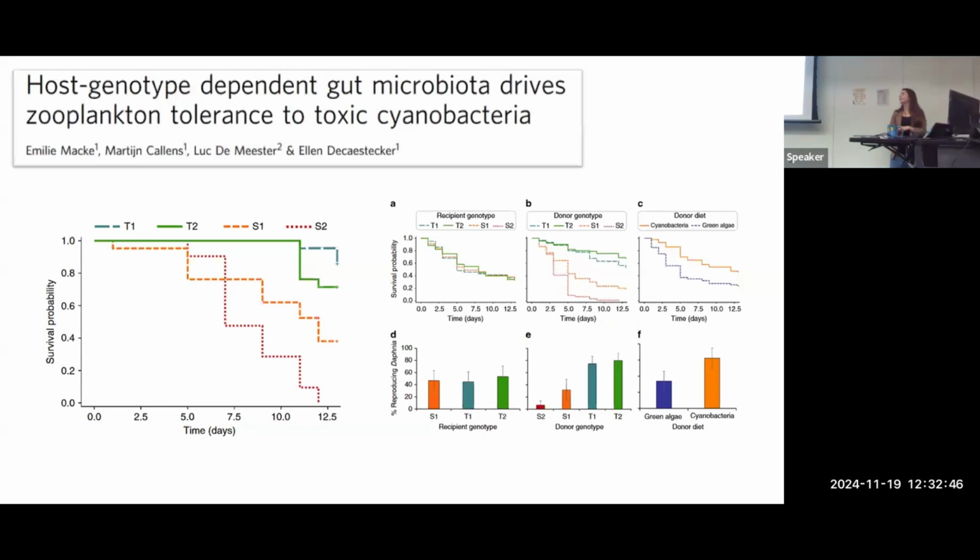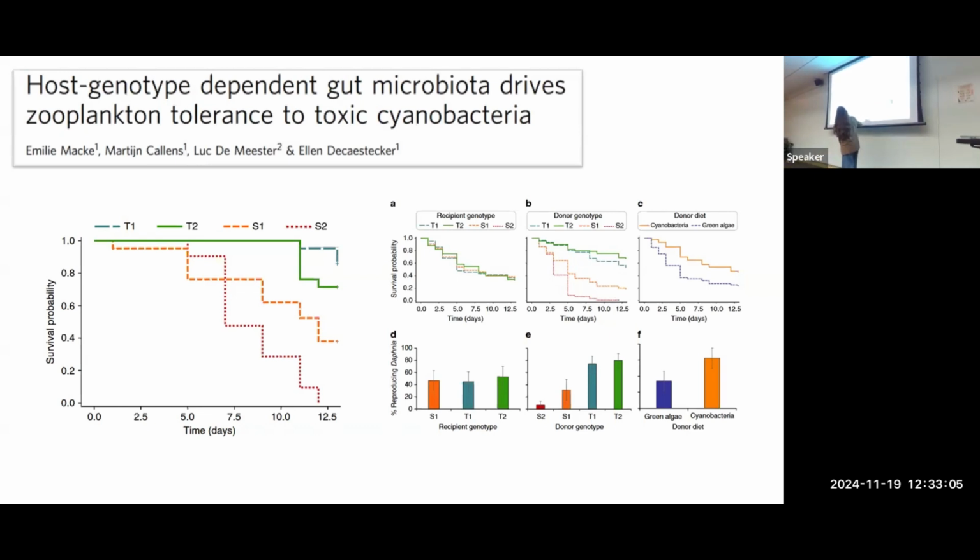So this is a really fun paper done by a research group up in Belgium, where they look at how the host genotype dependent gut microbiome is actually able to provide tolerance to toxic cyanobacteria. And so here, I'm going to come over here and point. This is an example of 4 genotype lines or clonal lines that they established, and they looked at the survival probability over time when they were exposed to cyanobacteria. This S actually stands for susceptible. So these are the ones sensitive to your cyanobacteria. The T is tolerant, so those that are able to resist, right? And so we expect those tolerant genotypes are better able to survive.